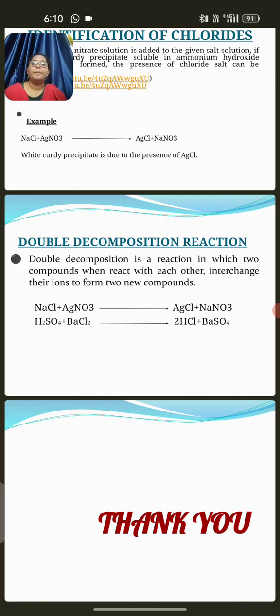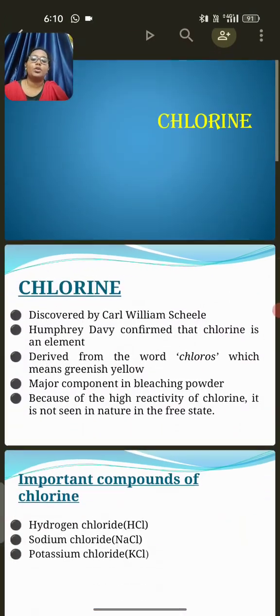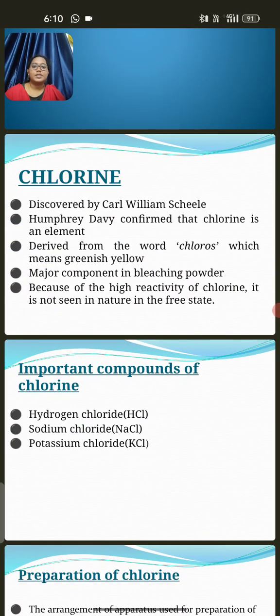What did we learn today? First we discussed some basic facts about chlorine. Chlorine was discovered by William Scheele, but it was identified as an element by Humphry Davy. It comes from the word chloros, which means greenish yellow. It is a main component of bleaching powder. Because of the high reactivity of chlorine, it is not seen in nature in the free state. Some important compounds of chlorine are hydrogen chloride, sodium chloride and potassium chloride.